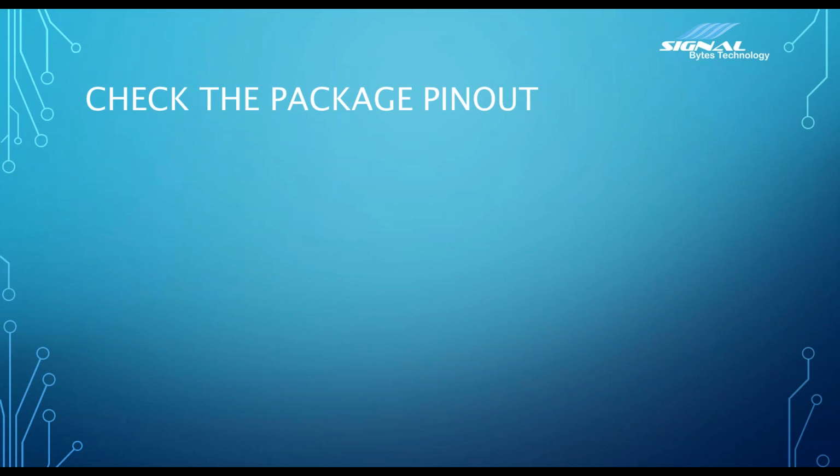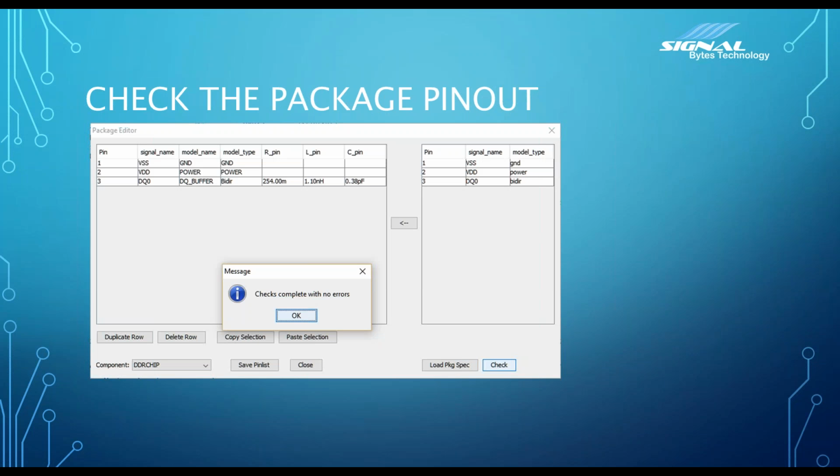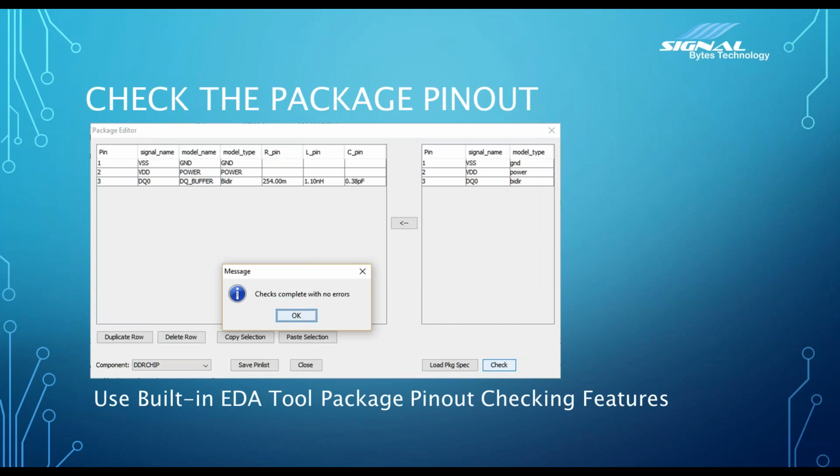But first, we'll talk about the package pinout. Here what I'm showing is a package editing tool inside of IBIS-DRC. What I do is upload a CSV file from Excel or text, and I check the pin name versus the signal name and the model type, and make sure that there aren't any errors.